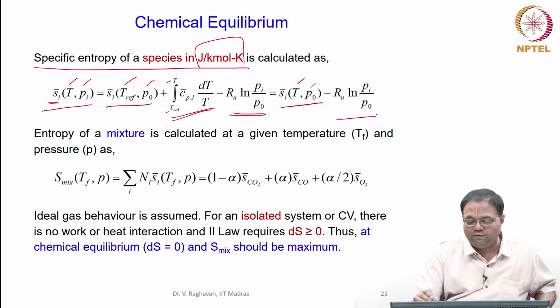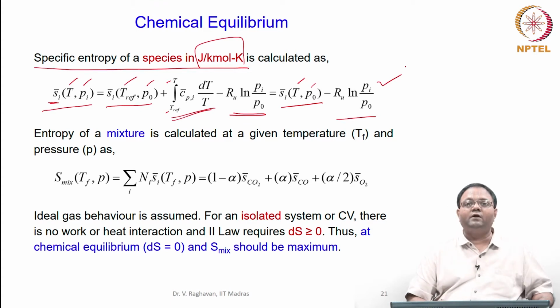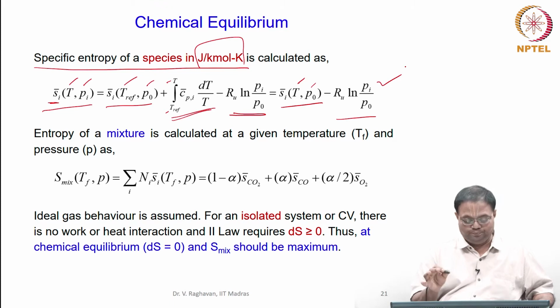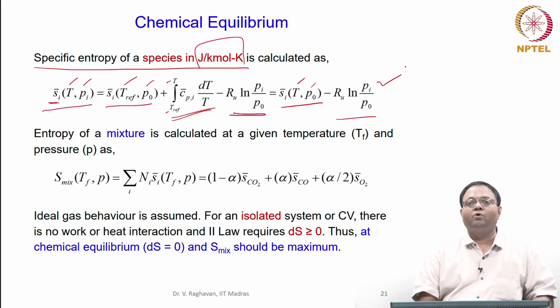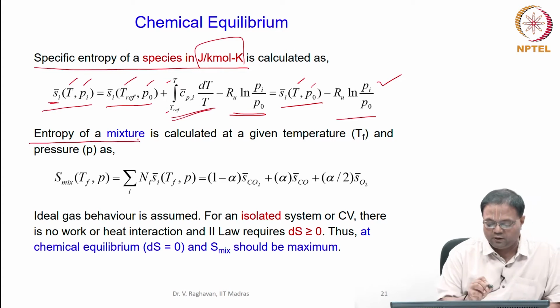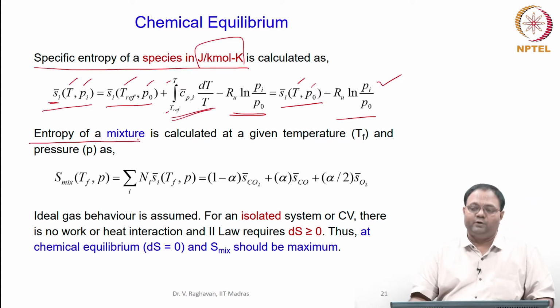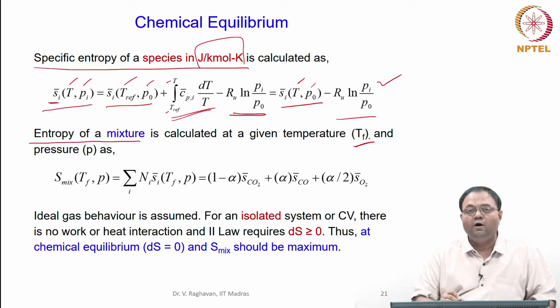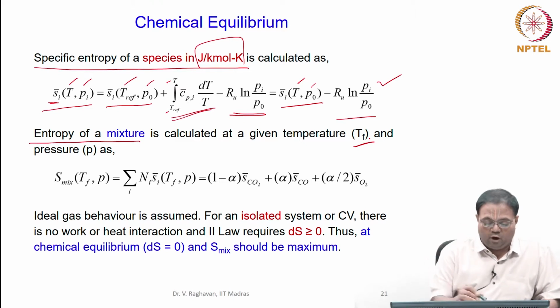So this is the way you calculate the entropy of a given species at a particular temperature and particular partial pressure. Now once you know the entropy of all the species, then the entropy of the mixture is calculated at any temperature. It may be a flame temperature or any other temperature, and the operating pressure is P.